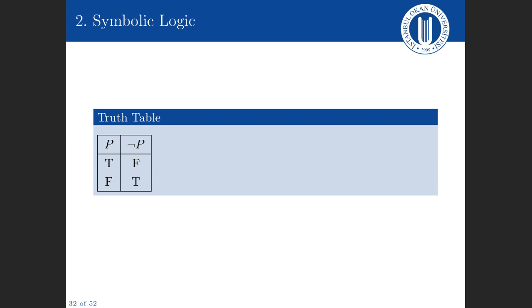The truth table for not is very simple. If P is true, then not P is false. Then not P is the opposite, so not P must be true.